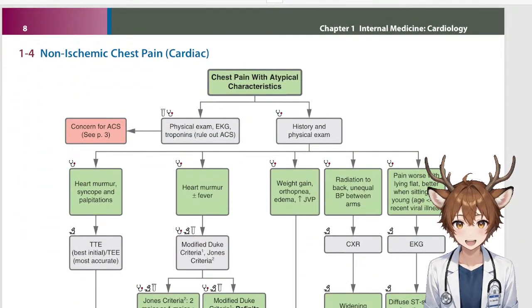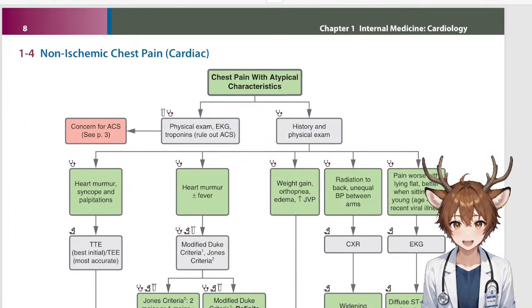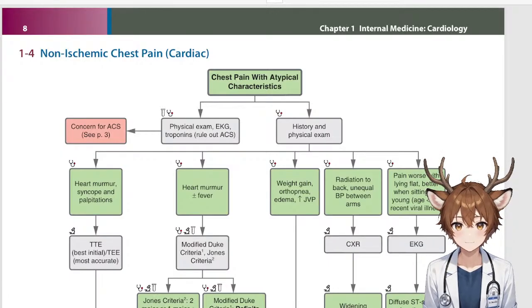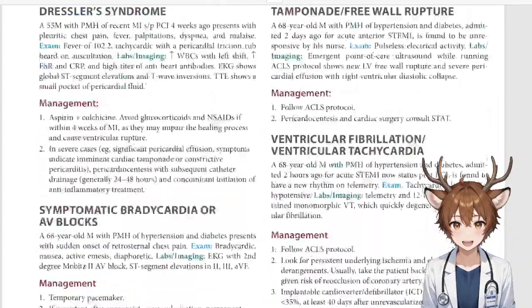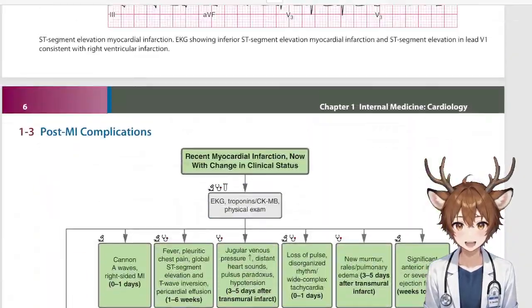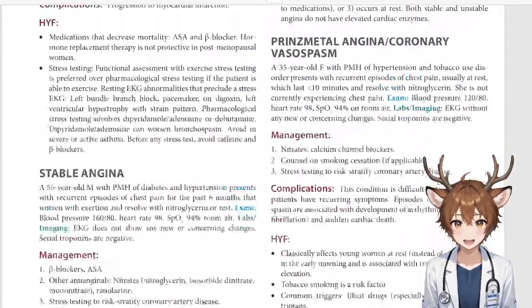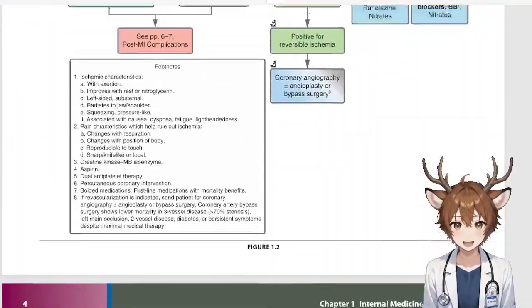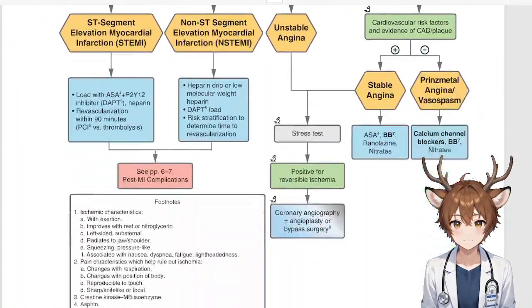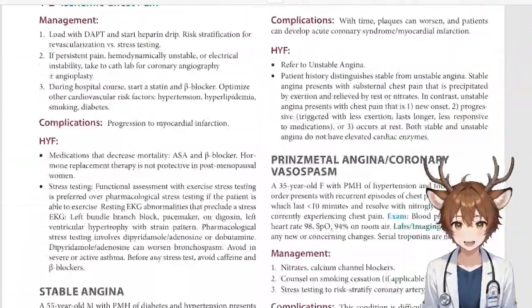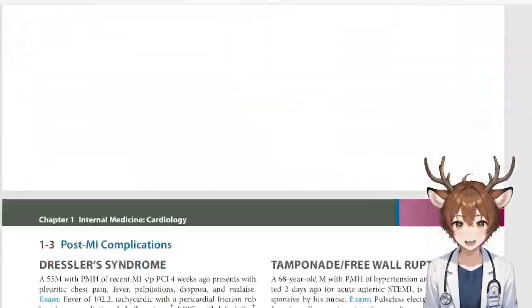And that takes us into our next section here, all about non-ischemic chest pain, cardiac. So we were talking about the ischemic stuff just a moment ago, if I'm not mistaken, right? Yeah, ischemic stuff right here, posted in my complications. We did ischemic, the complications of MI, and now we're going into the non-ischemic stuff.